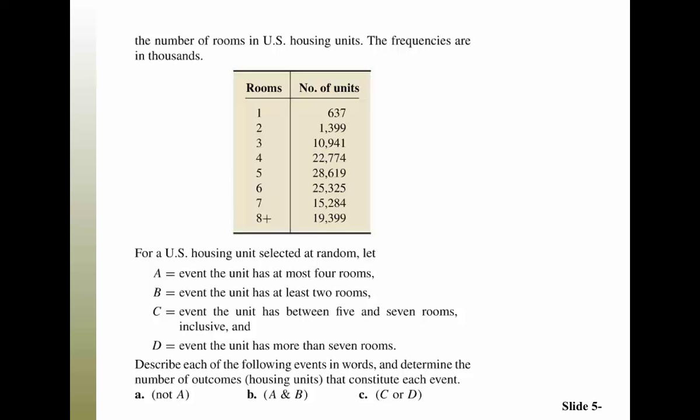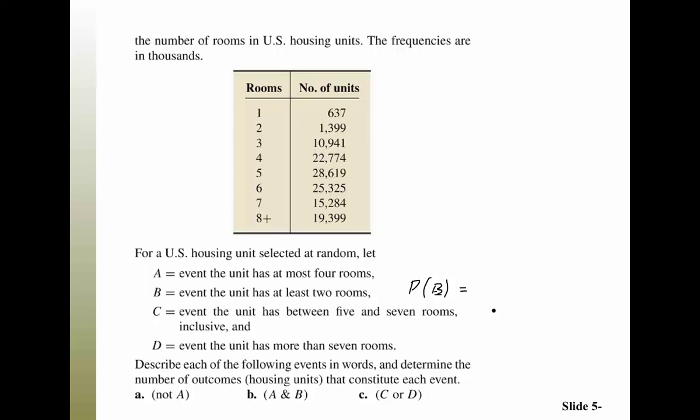So let's take a look at this one. Something's going on with B. So B is the event that the unit has at least 2 rooms. So if we wanted to find the probability of B, we were going to do this directly. What would we do? We're not going to do it, but what would we do if we were going to do this directly? We want the probability of at least 2 rooms. What would that entail doing to find that probability?